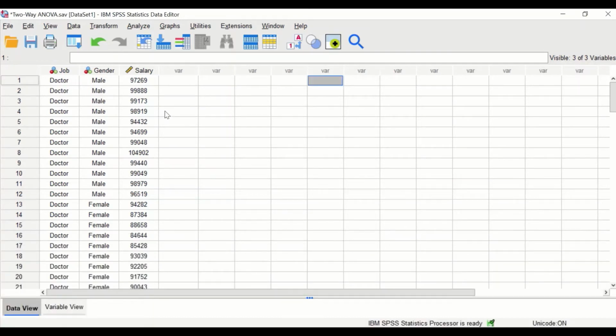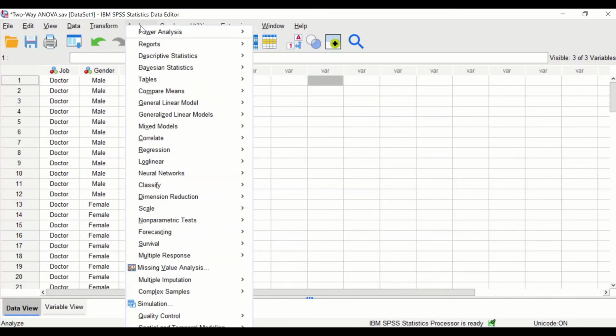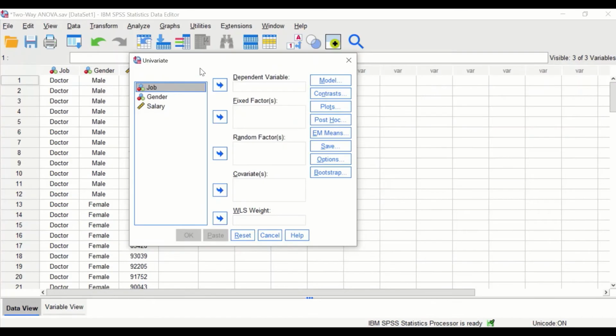To perform two-way ANOVA, click on Analyze, scroll down to General Linear Model and select Univariate. In this new window, drag the job into the fixed factor, the gender into the fixed factor, as we have here the two factors, and the salary, which is the dependent variable, into the dependent variable area.